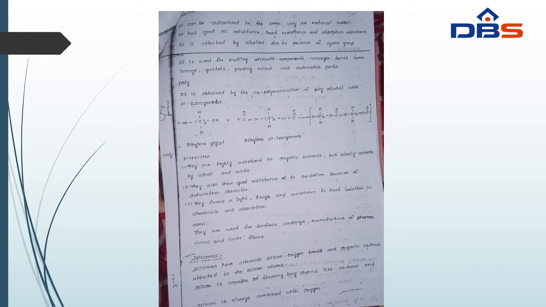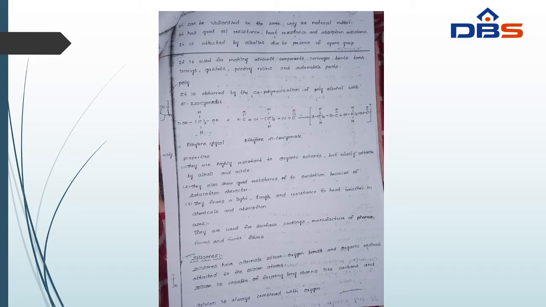It is used for making aircraft components, conveyor belts, tank linings, gaskets, printing rollers and automobiles, etc. So next one, polyurethane rubber. Next one is the important polyurethane rubber.